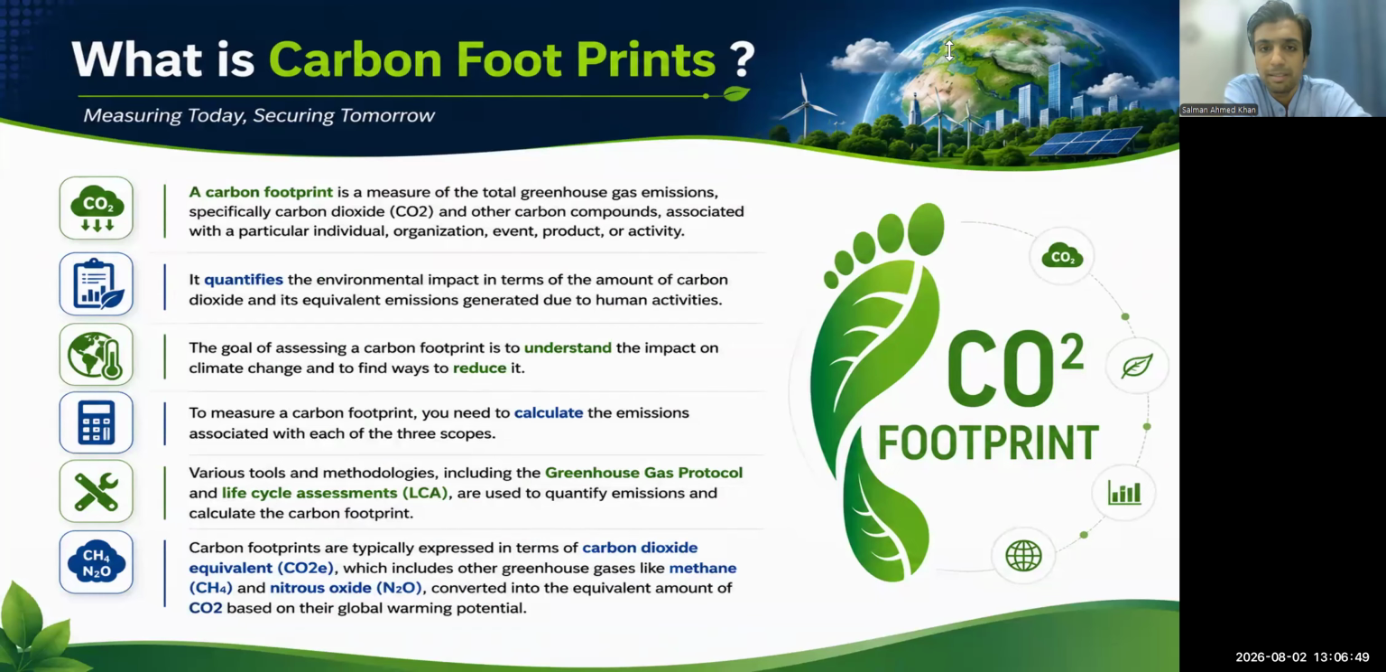Before talking about that slide, there is one other key terminology we use, which is called the carbon footprint. Carbon footprint is a measure of total greenhouse gas emissions, specifically carbon dioxide and other carbon compounds, associated with a particular individual, organization, event, product, or activity. The goal of assessing a carbon footprint is to understand the impact on climate change and to find ways to reduce it. To measure carbon footprints, you need to calculate the emissions associated with each of the three scopes. There are also tools and methodologies which are necessary and imperative to address these factors while you are working towards the green supply chain.